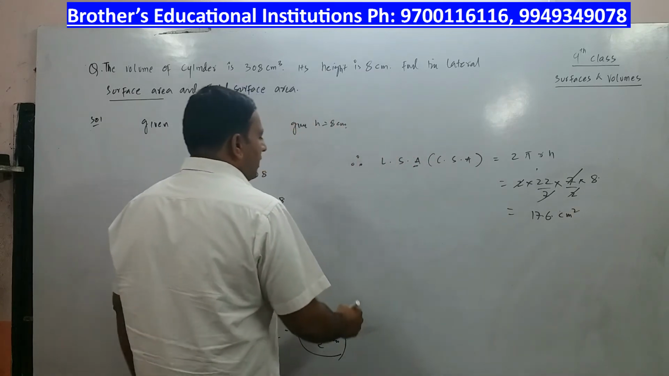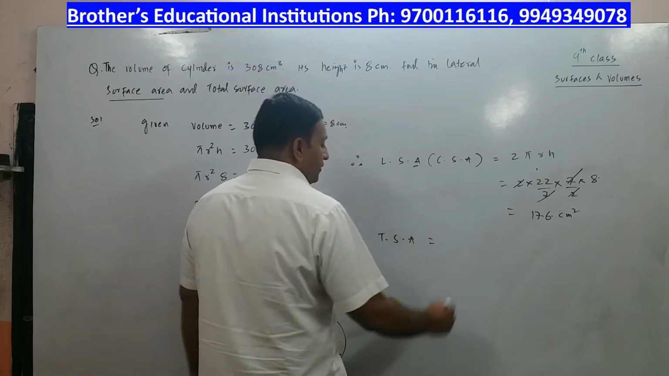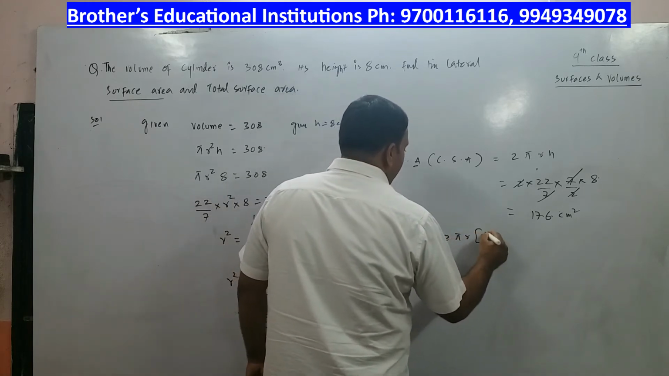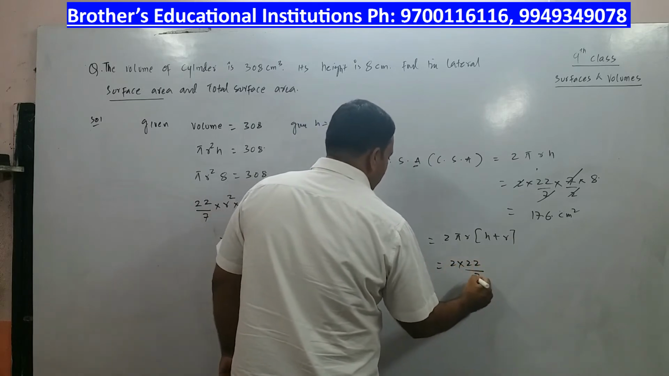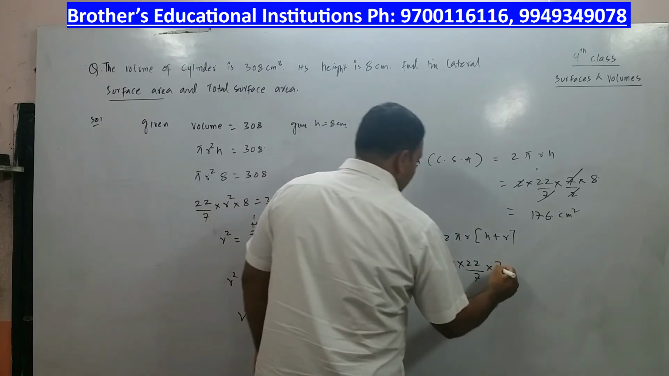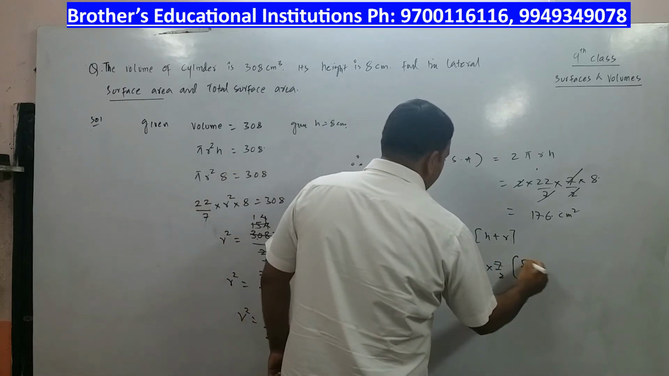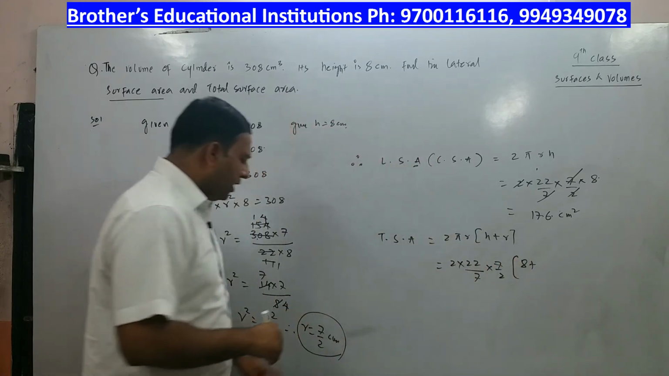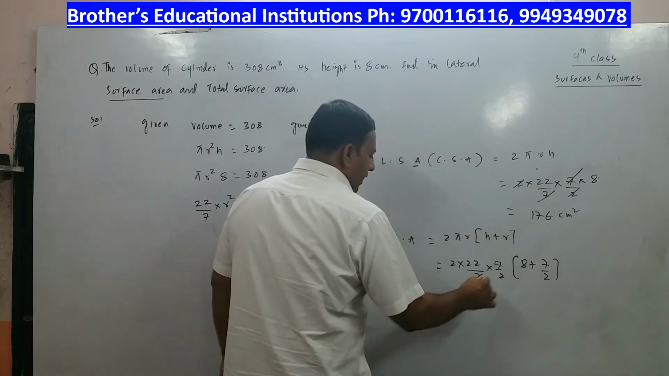Now let us try to calculate the total surface area of the cylinder. Total surface area of a cylinder is 2 pi r into h plus r. So now it is 2 into 22 upon 7 into what is the value of radius? Radius is 7 by 2 into h plus r. What is the value of h? h is 8. And what is the value of r you got? r is equal to 7 by 2. So let us substitute this, and now you can cancel 2 and 2.